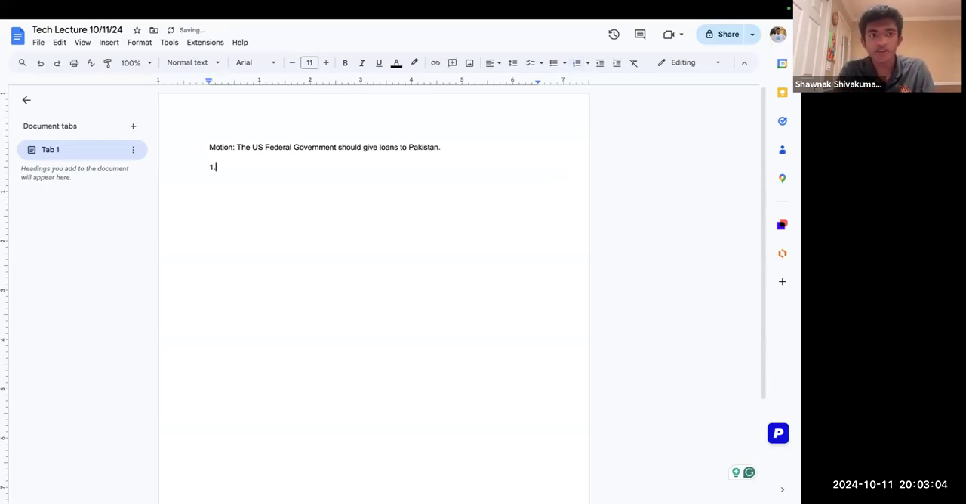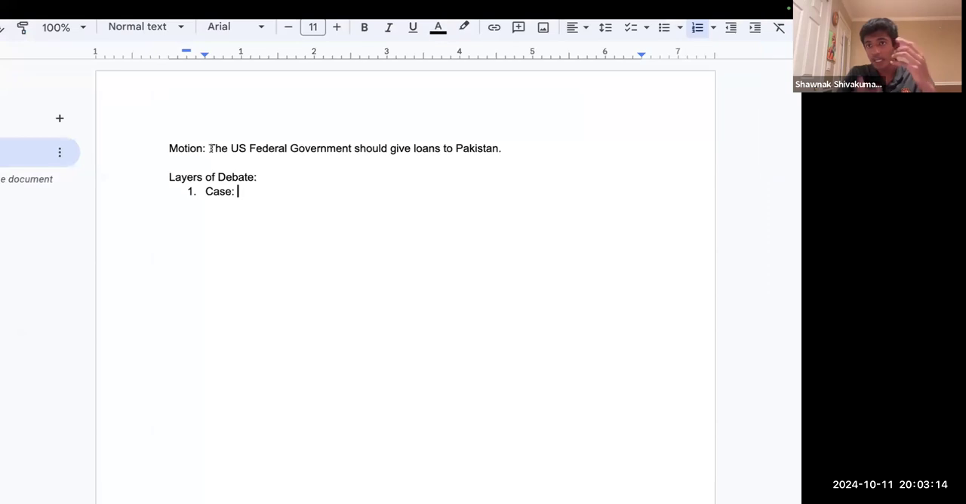We'll call these layers of debate. The first layer we'll call case. Case is the regular advantages and disadvantages, like the US giving loans to Pakistan is going to boost its economy, or giving loans to Pakistan is going to make it financially dependent, so it's bad. These are usually called advantages, disadvantages, or contentions.